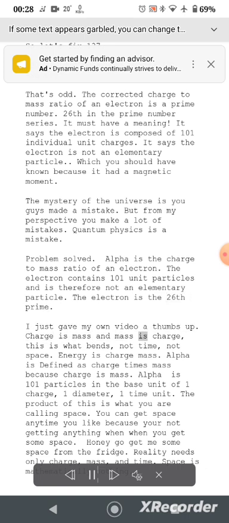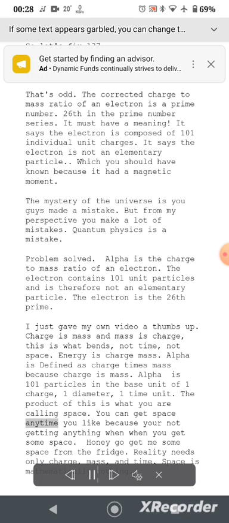Charge is mass and mass is charge. This is what bends, not time, not space. Energy is charge mass. Alpha is defined as charge times mass because charge is mass. Alpha is 101 particles in the base unit of 1 charge, 1 diameter, 1 time unit. The product of this is what you are calling space.